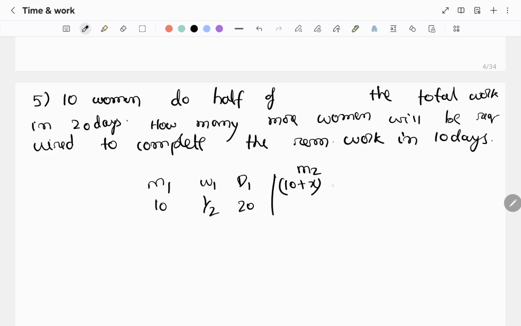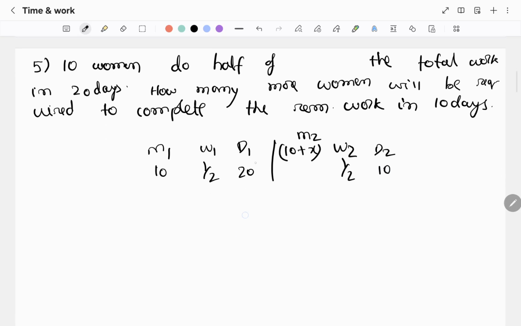Required to complete the work in 10 days. How many more men will be required to complete the remaining work? Remaining work is W2, again half, D2 in 10 days. So work is the same, we can eliminate this. So M1 into D1, 10 into 20, is equal to 10 plus x into 10. 10 and 10 get cancelled, x is equal to 10. 10 more women are required.